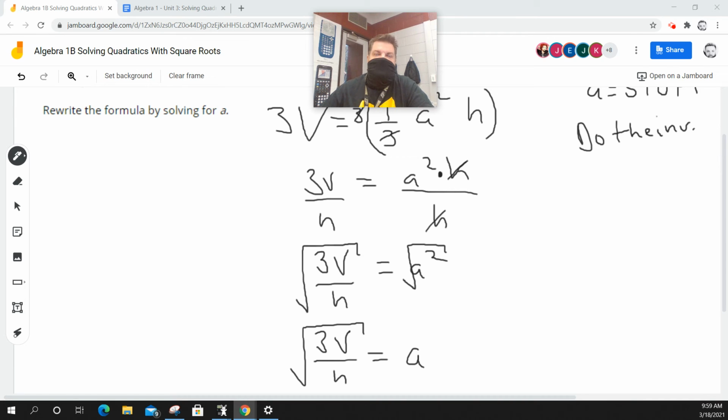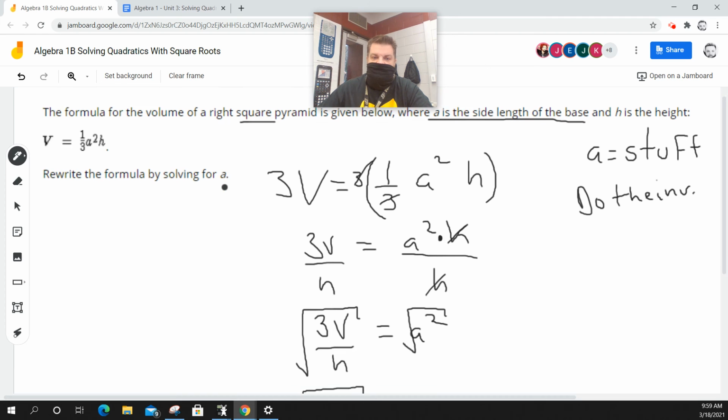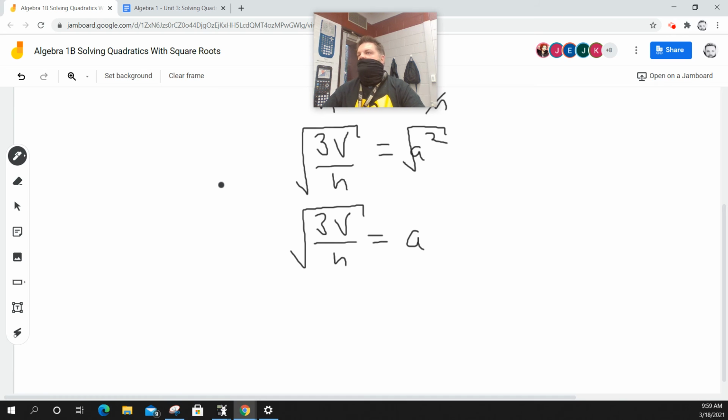If A is the side length, right? Because they said that A is the side length of the base, which is a square base, we would never have a negative measurement. So we could focus on the principal root or the positive root, because when we measure the side length of a square, it has to be a positive number. So theoretically, mathematically, this would have a plus or minus, but we're not going to have a negative side length for A. So we're just going to only write down the positive or principal root as a solution.